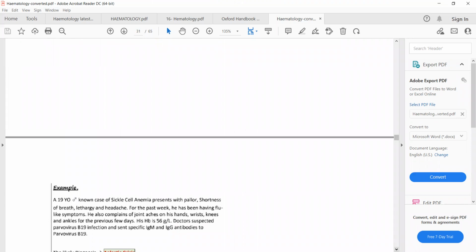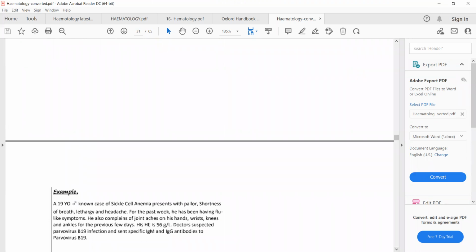Let's discuss an example. A 19-year-old male known case of sickle cell anemia presents with pallor, shortness of breath, lethargy, and headache. This is how a question about sickle cell anemia and hereditary spherocytosis will be asked in the PLAB 1. These are the signs of anemia: pallor, shortness of breath, lethargy, and headache. So it can either be an aplastic crisis or a sequestration crisis. How are we going to differentiate between these two?